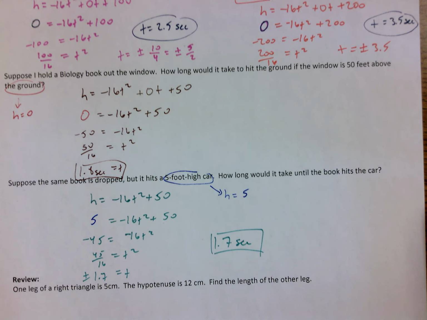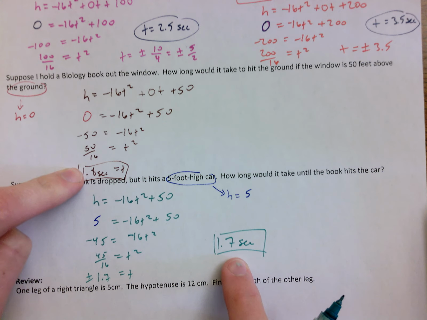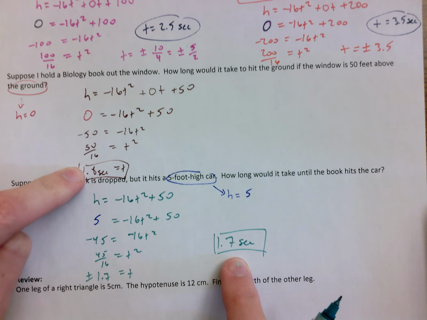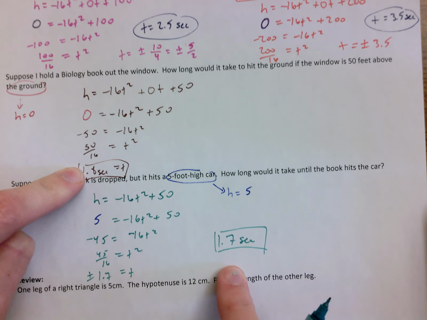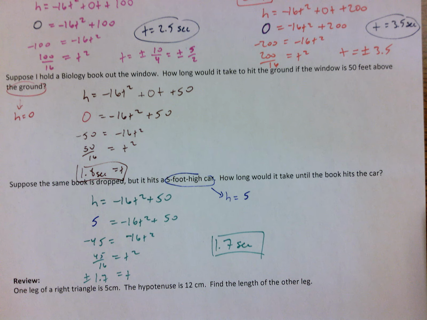All right. And you can always do just a quick sanity check on these ones to make sure that it makes sense, right? If it's hitting the ground versus hitting a car that's only 5 feet higher than that, it makes sense that the time would be pretty close and that this one would be smaller than that one. Okay. All right, excellent. So that's kind of the new thing. And then this last bit here is just a review for you.